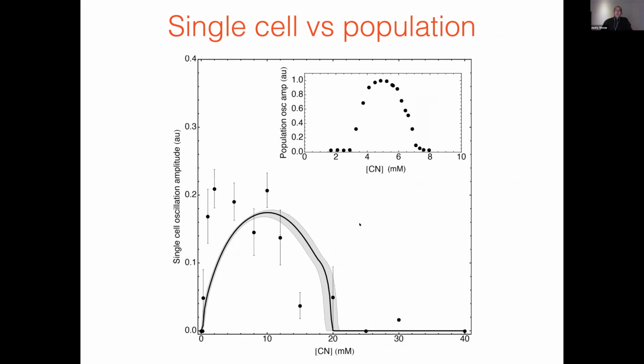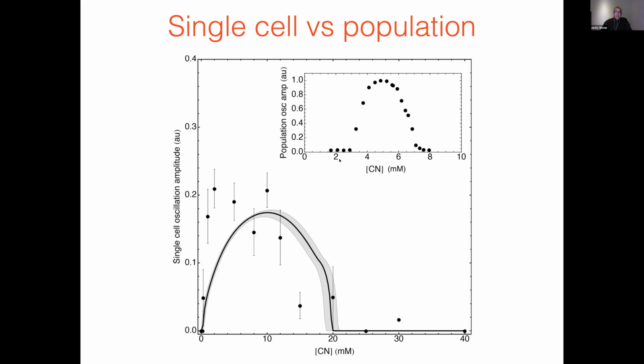Okay, then we looked at a couple of experiments where we compare the behavior of a population. Again, this is by the Danish group in Copenhagen, where you see that there are two Hopf bifurcations, and this is looking at the perturbation with cyanide. You need a certain concentration of cyanide for the cells to synchronize, and at too high concentrations, they don't synchronize anymore.